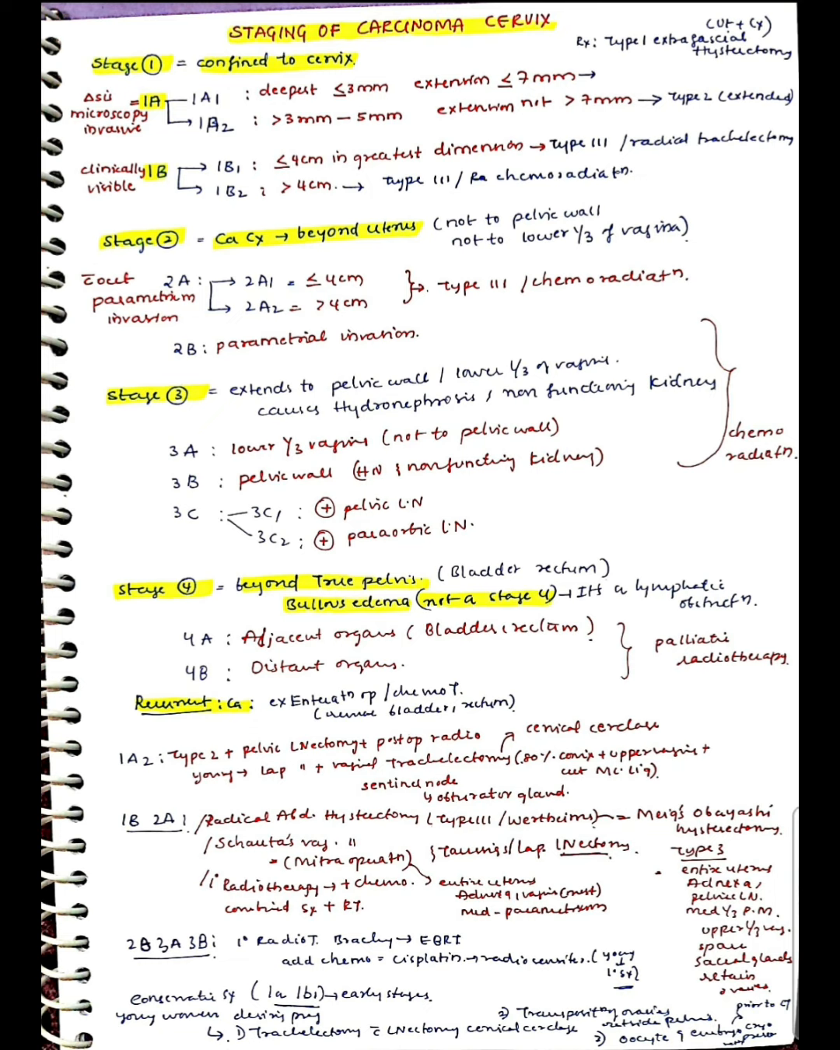And other choices, we have to do oocyte or embryo cryopreservation before you give any chemotherapy to your patient who desires a pregnancy in the future. So these are the conservative surgeries in a young woman who desires pregnancy, that is trachelectomy, cervical cerclage with lymphadenectomy, transposition of the ovaries outside the pelvis, oocyte embryo cryopreservation, prior chemotherapy. So this is about the staging and the treatment of the carcinoma cervix.